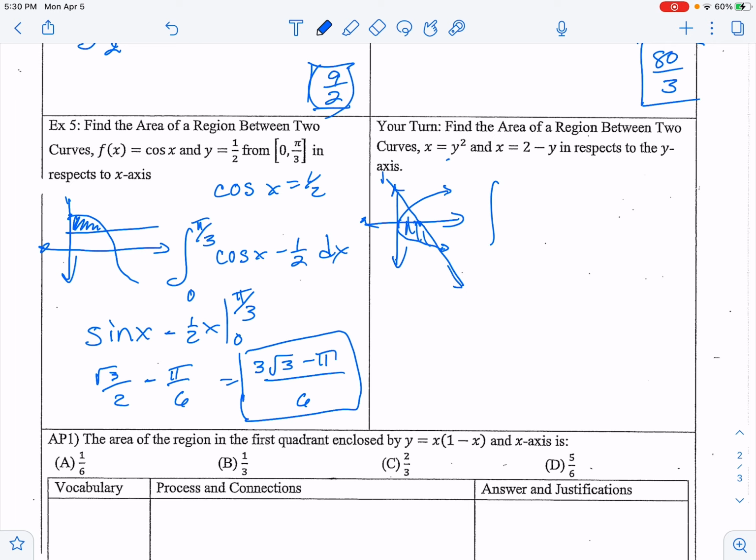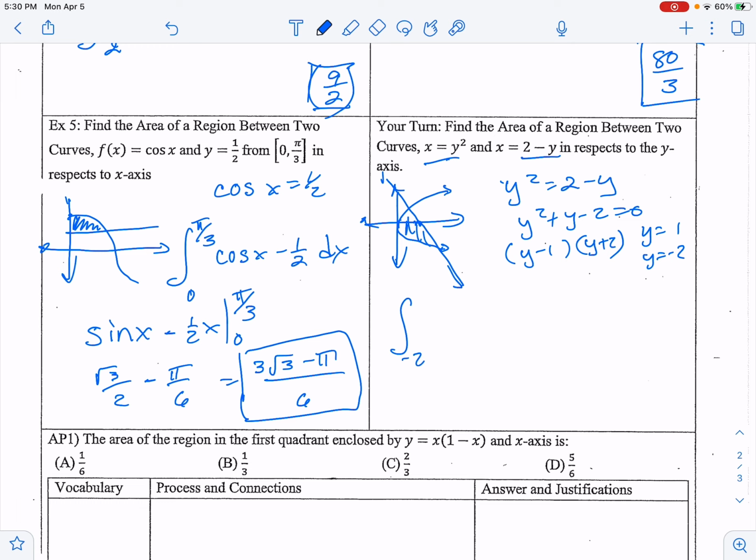So when you integrate your right minus left, this is right, that's left. But first we got to find out the intersection. So let's do that first. So you set y squared equals 2 minus y. y squared plus y minus 2 equals 0. y minus 1, y plus 2. So you get y equals 1, y equals -2.